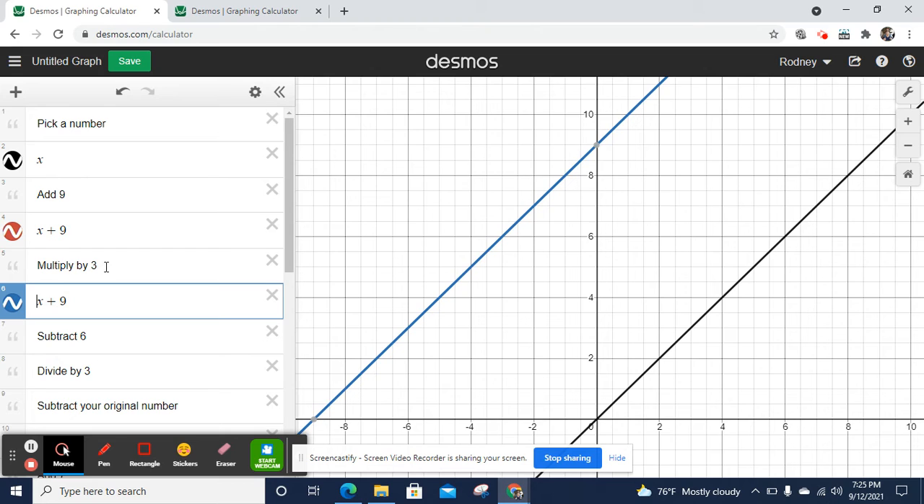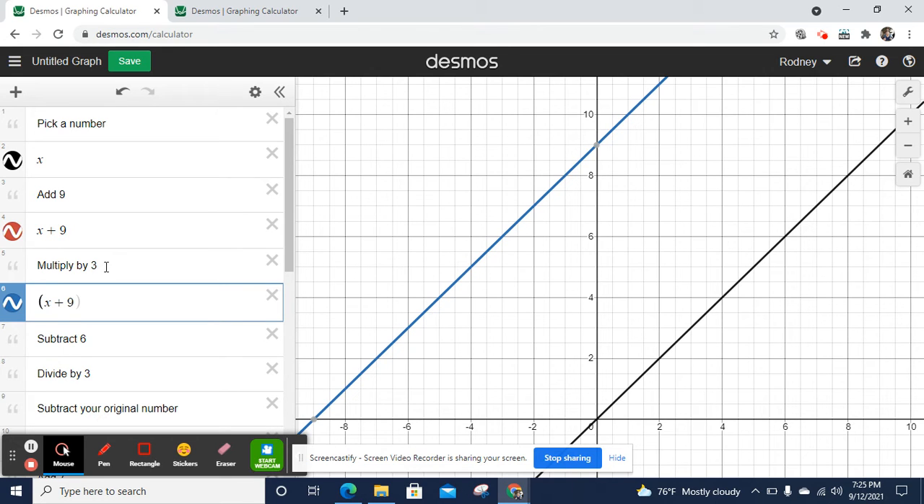Now, I want to multiply that by 3, but I'm not just multiplying x by 3. I'm multiplying x plus 9 by 3, the whole thing. So I'm going to put parentheses around that thing, and I'm going to put a 3 in front. And that means that I'm multiplying everything there by 3. You might notice the line got a lot steeper. We'll learn more about why that line got steeper.